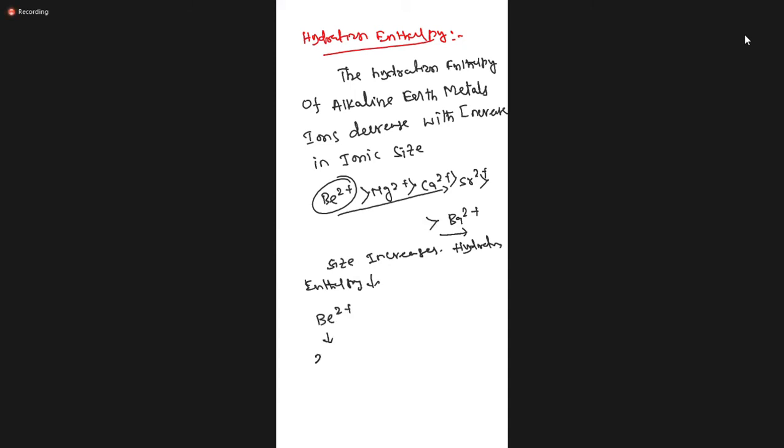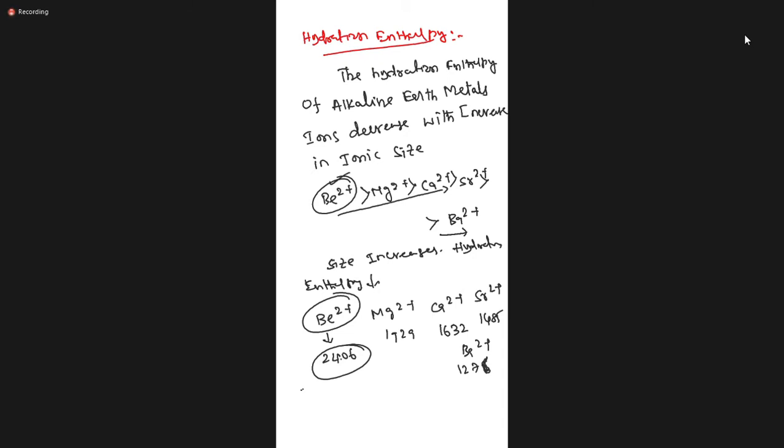The hydration enthalpy of Be2 plus is 2406, and magnesium 2 plus is 1929. Calcium 2 plus is 1632. Sr2 plus 1485. Ba2 plus 1276. So this is the hydration enthalpy. While coming from top to bottom, Be2 plus has more hydration. So that's why Be2 plus is greater than Mg2 plus, greater than Ca2 plus, greater than Sr2 plus, greater than Ba2 plus.